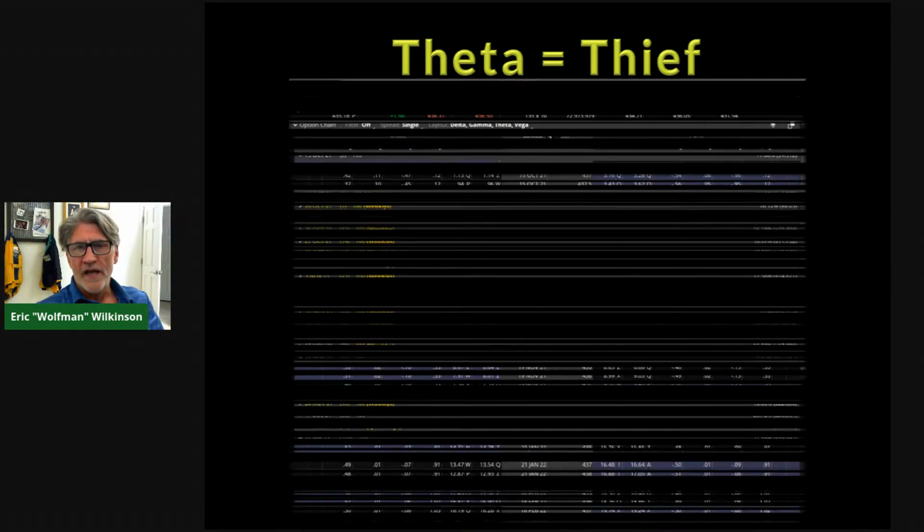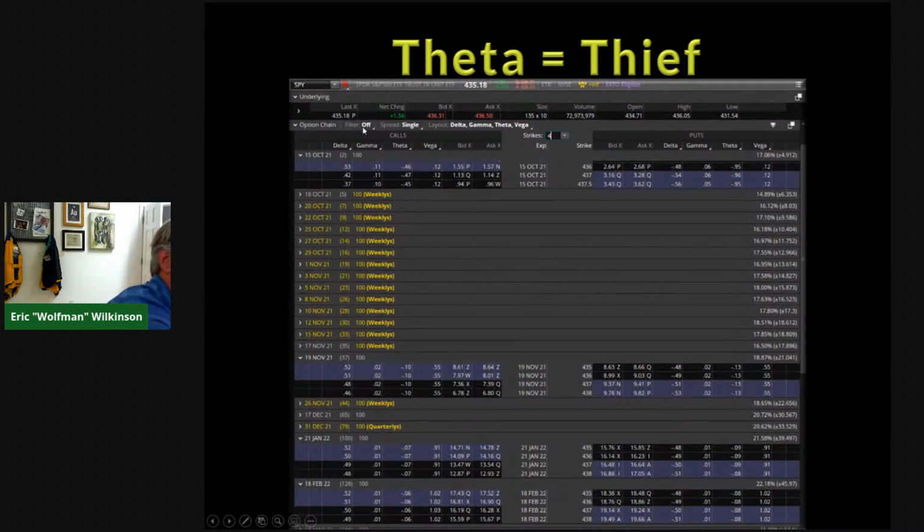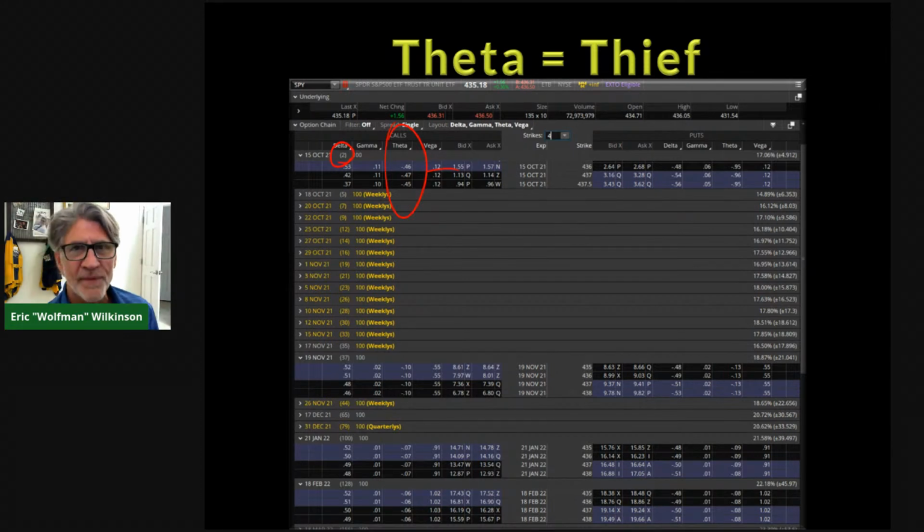So Theta, that thief in the night, this is an example of SPY. Look at this, with just a couple of days to expiration. We've got 2 days to expiration. Look how much Theta is coming out of this premium. Almost 50 cents. A third of the premium is going to be wiped out tomorrow, even if it doesn't move a penny.